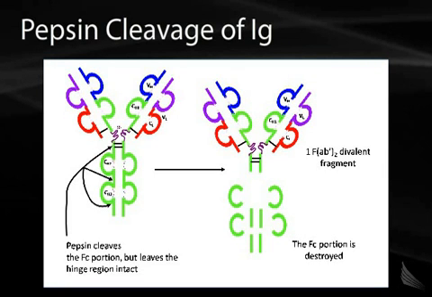Contrast that with pepsin. Pepsin is a proteolytic enzyme that leaves the hinge region intact but essentially destroys the Fc portion. So at the end of the day, what we have here is what we call a Fab prime 2 divalent fragment. So notice that both of the Fab fragments are still stuck together at the hinge region, and we call that a Fab prime 2 divalent fragment. The Fc portion has been destroyed. So we have one Fab prime 2 fragment and nothing else with pepsin. And with papain, remember we have two Fab fragments and one Fc fragment.